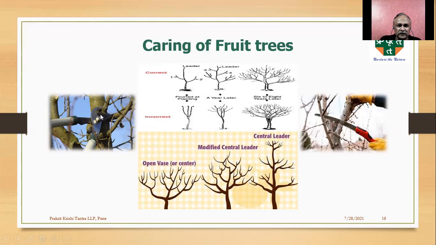And whenever you are pruning, you don't prune it like this, parallel. The horizontal you don't prune. Always it should be angular. The pruning should be angular, not horizontal. The reason is that infection can happen from the cut portion and it will go inside. But if it is angular, generally around a 45-degree angle, then you reduce the chances of fungal infection.